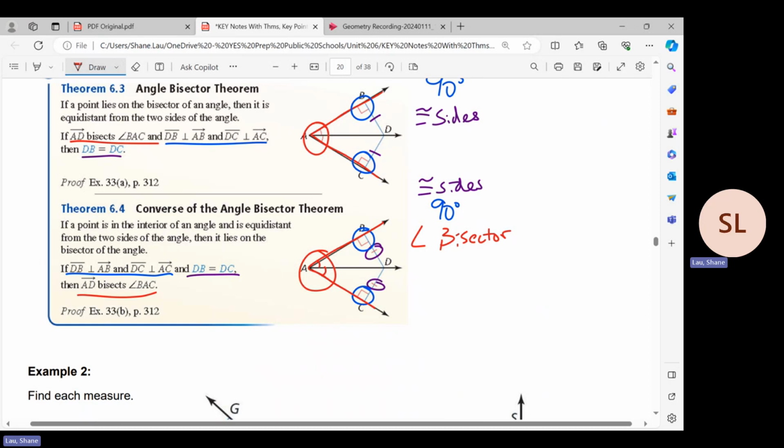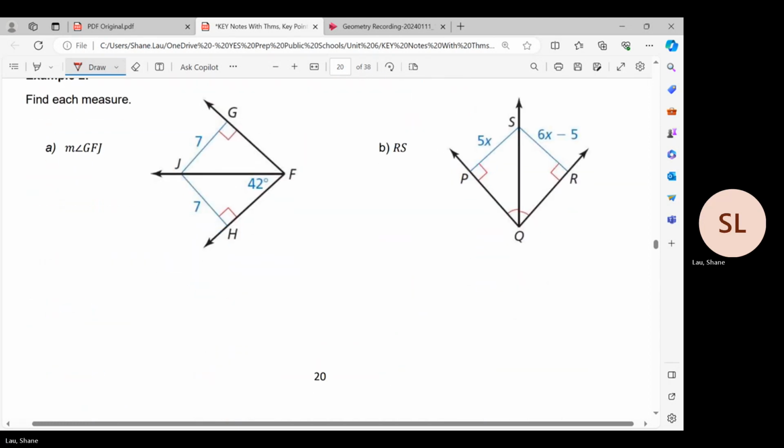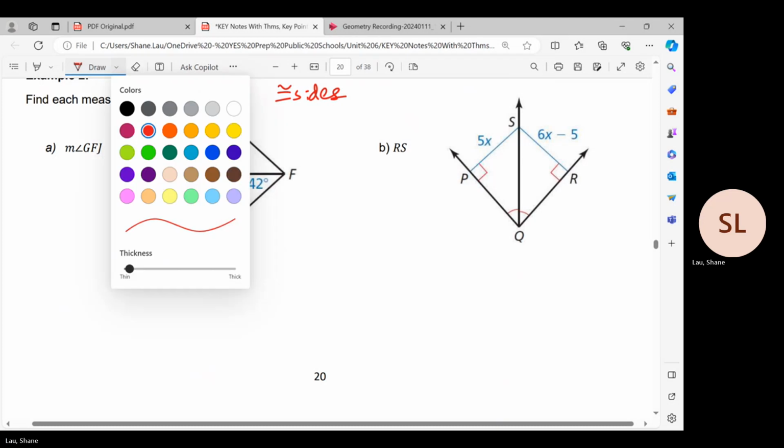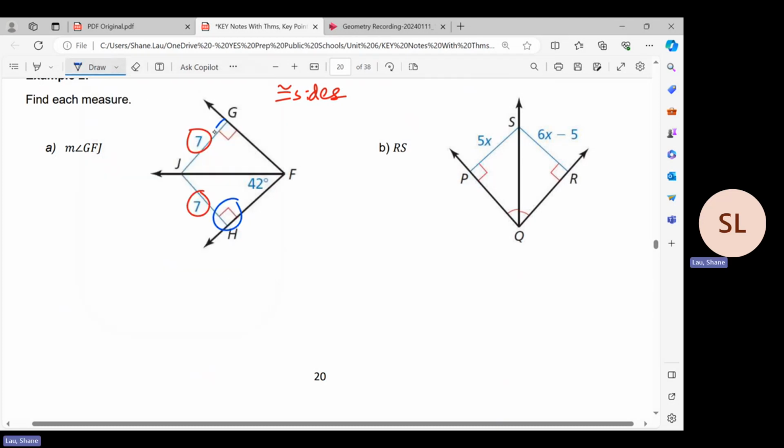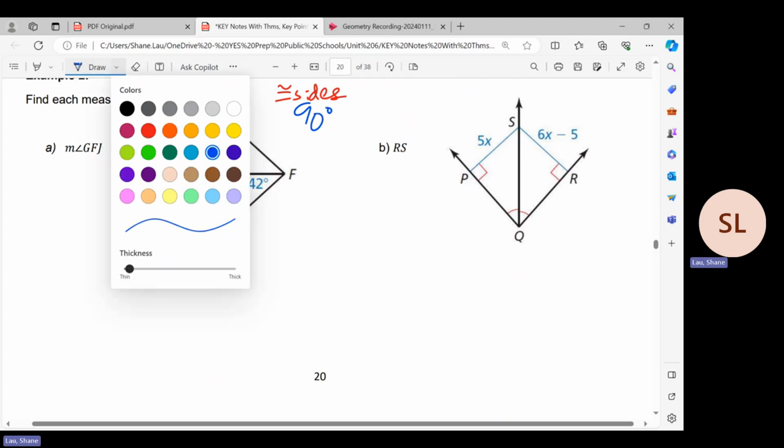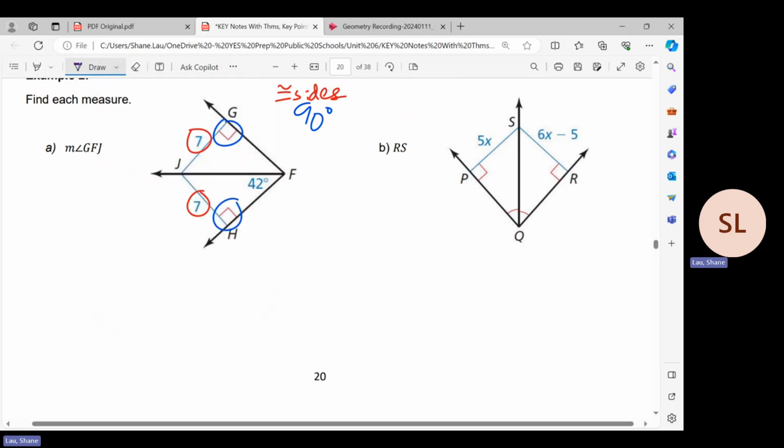Overall, these are pretty easy. Should be pretty easy at least. Move on. We look at these two problems here, A and B. And we see that JH and JG are going to be congruent to each other. So definitely would circle that. Those two are the exact same value. Therefore, we have congruent sides. Then we have those two 90-degree angles, those pesky right angles there. And what we're ending up with is what we're looking for is 42 degrees.